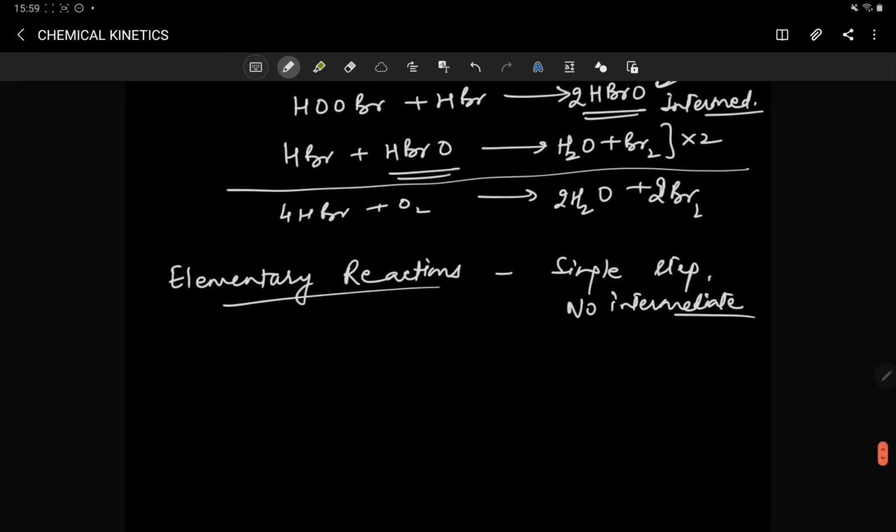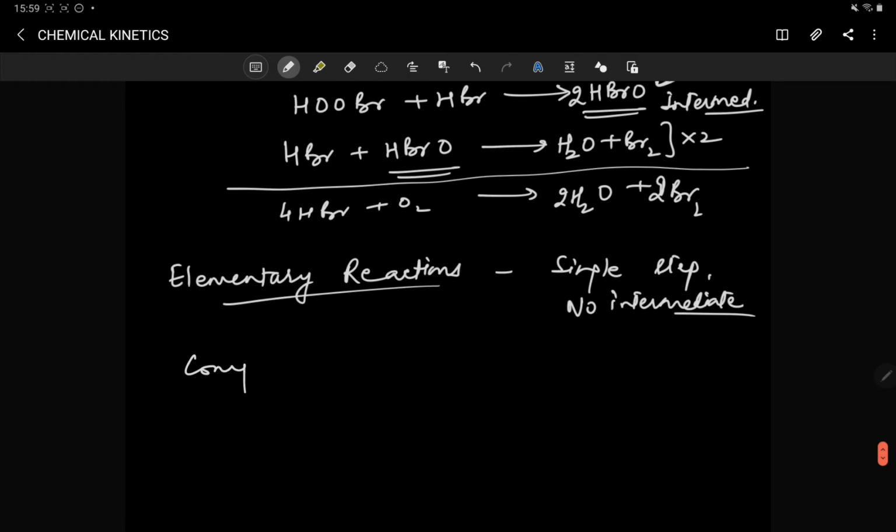But if the reaction takes place in more than one step and has an intermediate also, then it is called a complex reaction. So what is a complex reaction? A complex reaction is a multi-step reaction, and it will always have an intermediate.